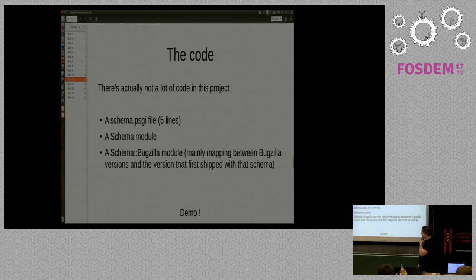Then you get around to writing code, which actually turns out not to be a whole lot of code, because most of it has been auto-generated by DBIx::Class. So there's a schema PSGI file, which is what I use to run Plack, and which is really about 5 lines of code. There's a schema module, which is mostly routing. And there's a schema Bugzilla module, which basically does the mapping between the version of Bugzilla that the user selected and the version of Bugzilla that first had the database schema that went with that version.